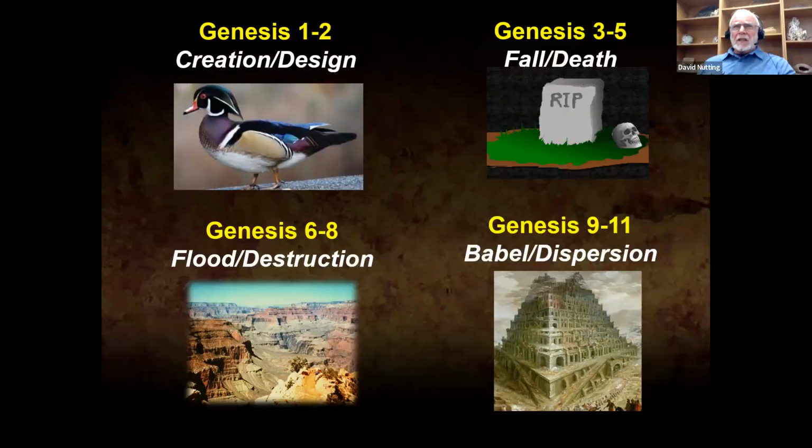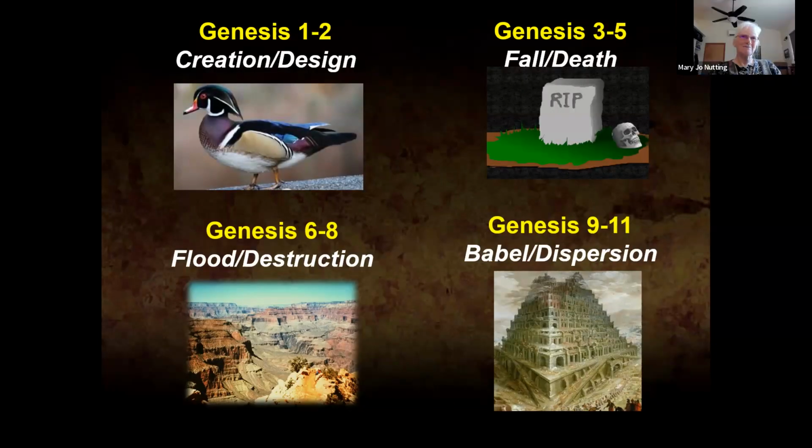We always like to give a background, really, of the creation, the fall, the flood, and the dispersion after Babel, Genesis 1 through 11, which is key to understanding the rest of Scripture, we believe, and it's also key to understanding science. So Genesis 1 and 2 talk about creation, God's creation, his creative power and the design.